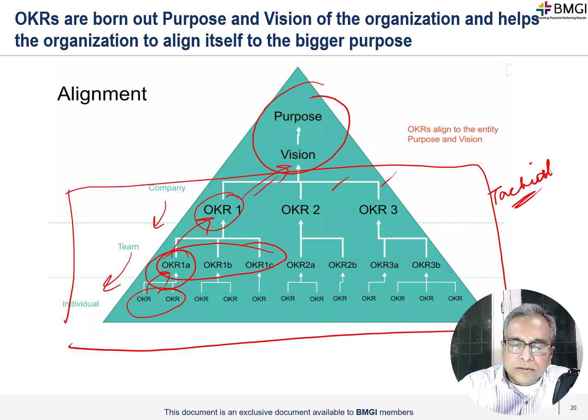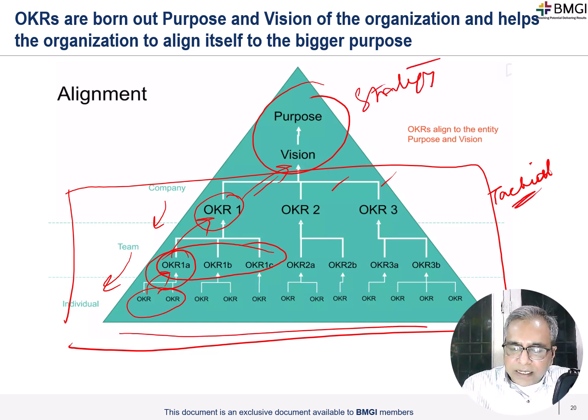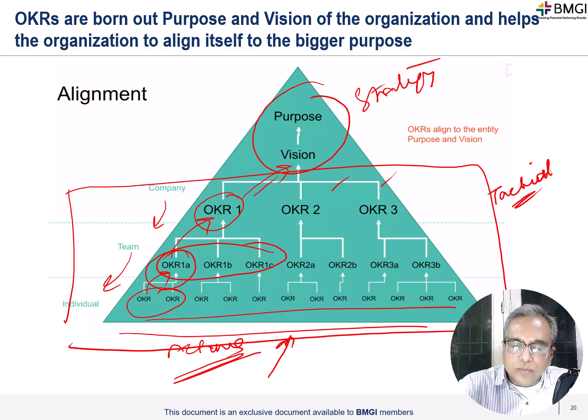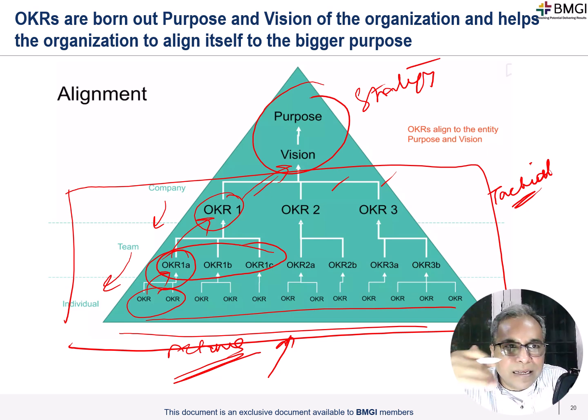Okay, this would be the strategy, and the action really happens here. Right? So actions are happening here. It just aggregates and moves out towards it. So that's how the alignment occurs.